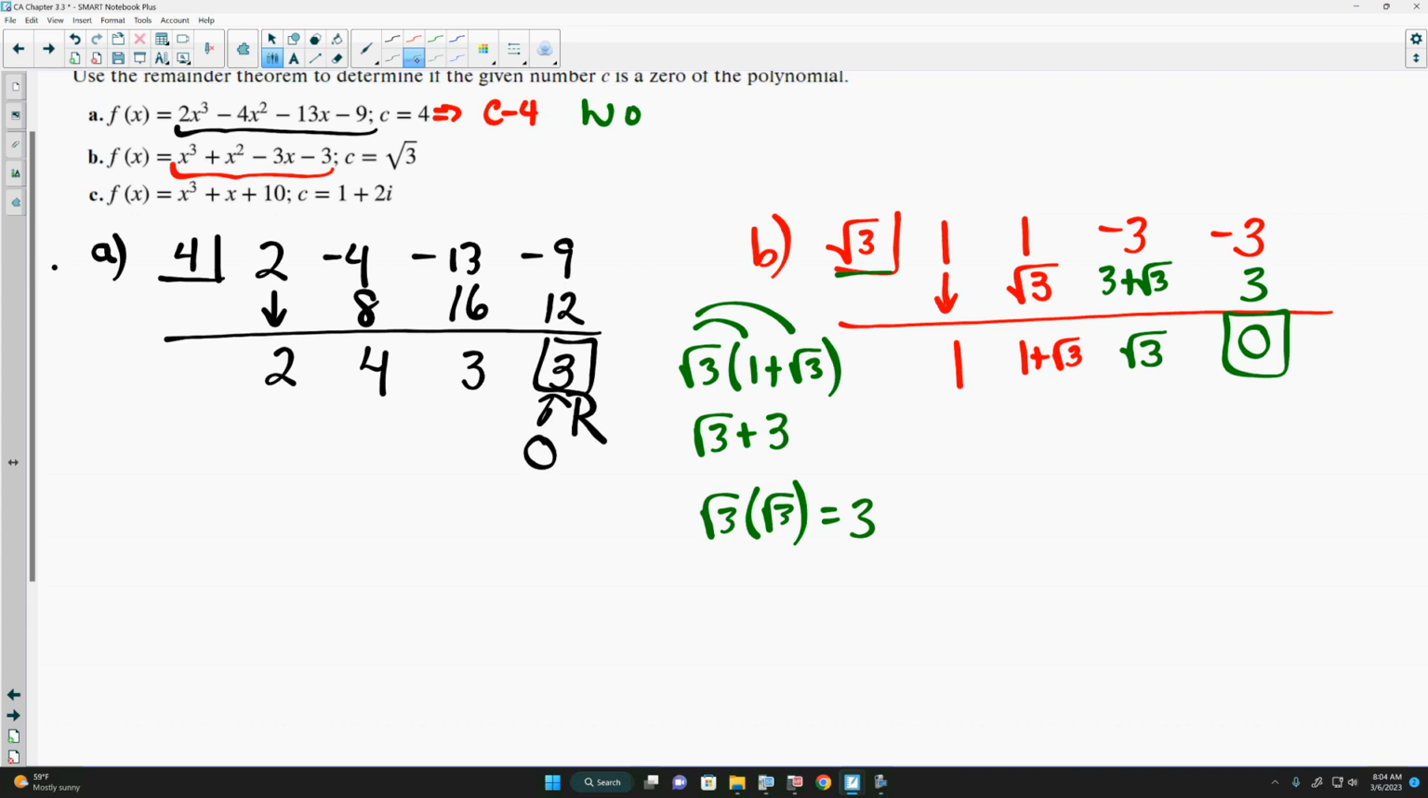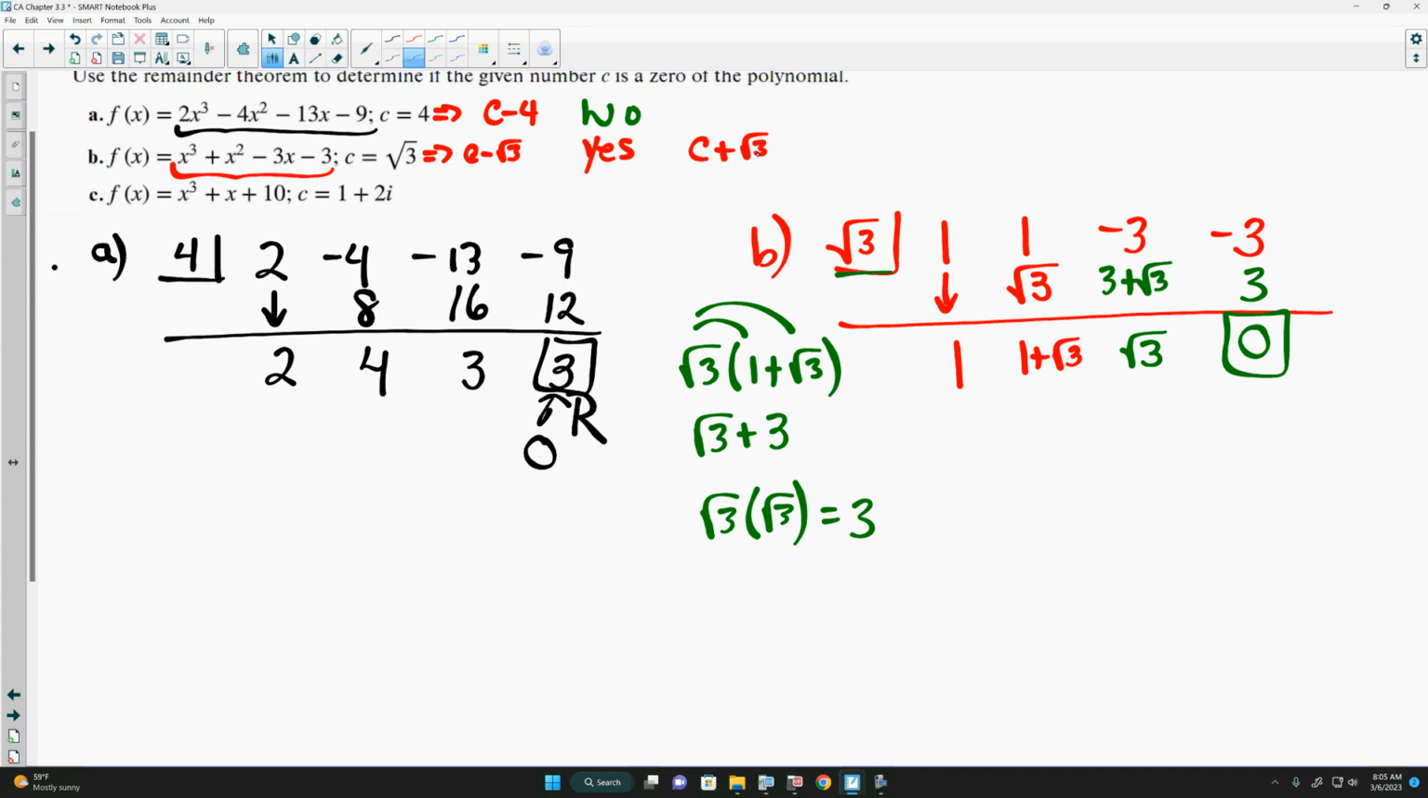Second one is going to be yes, it is a 0 because our remainder is 0. Now that is kind of nice to know if they told us that, because it means that c minus the square root of 3 is a factor of this. It is a solution. But it also means that c plus the square root of 3 is also a factor.